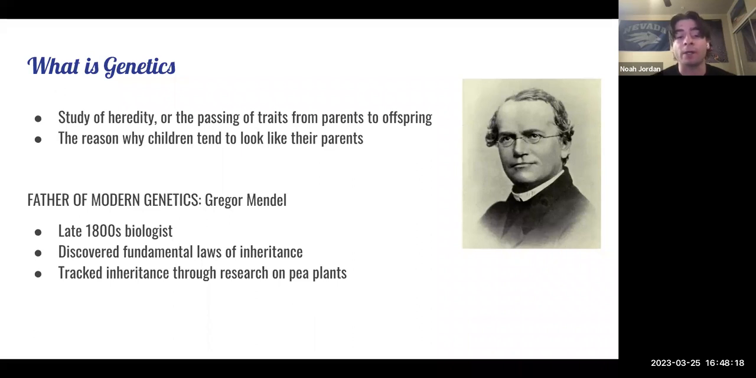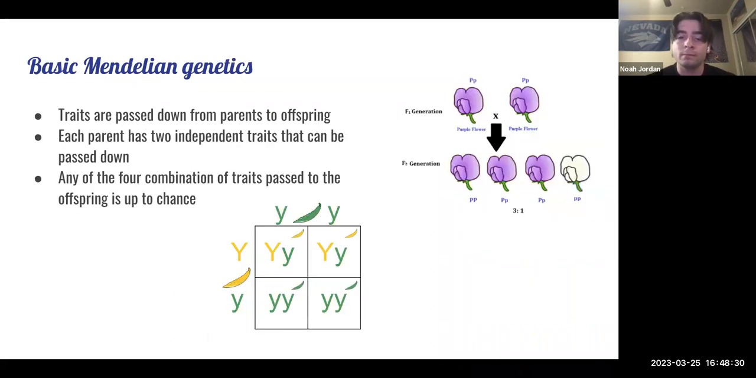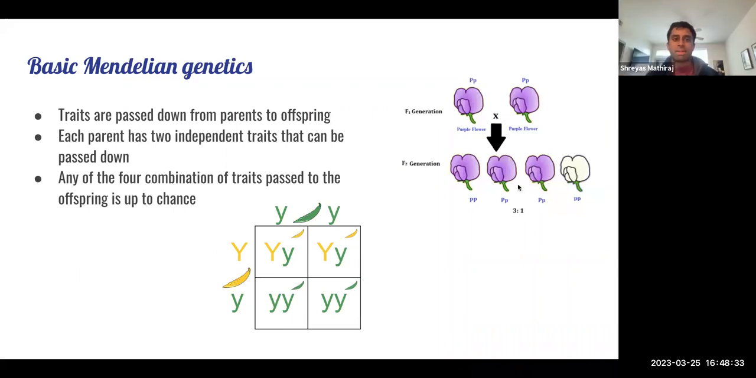Gregor Mendel is the father of modern genetics, and he discovered the fundamental laws of inheritance. He was actually a late 1800s biologist, and he did this by tracking inheritance through research on pea plants. So when we talk about basic Mendelian genetics, as Noah said, traits are passed down from parents to offspring. And in the most basic sense of doing a Punnett square, each parent has two independent traits that can be passed down, and then these can create different combinations in the offspring.